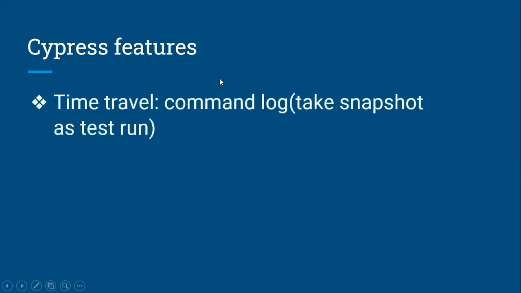The first one is time travel. Cypress has the command log that takes a snapshot as it runs, and you can easily hover over a command. In that, you could see what actually happened in each step. The next is real-time reload. When you update your test script, Cypress automatically runs it again, so you don't need to manually run.